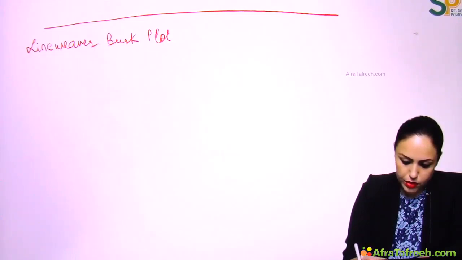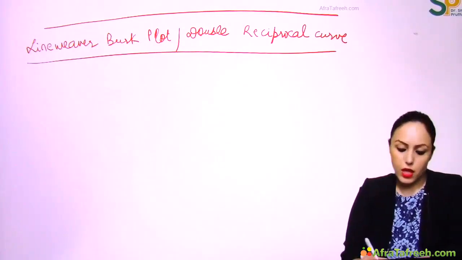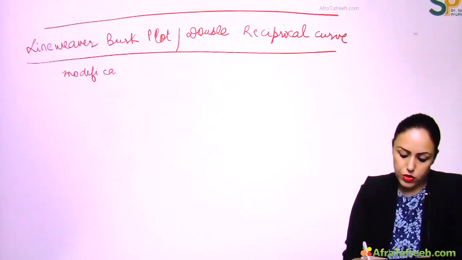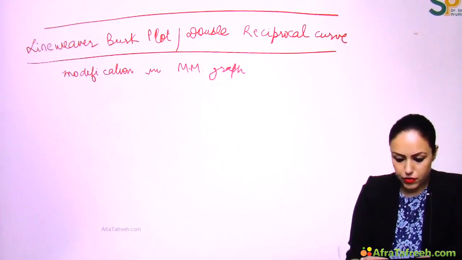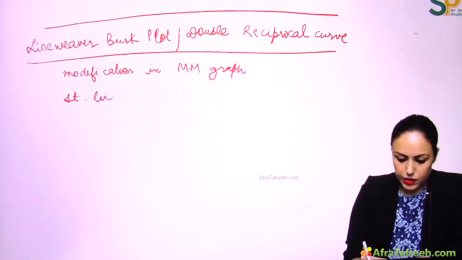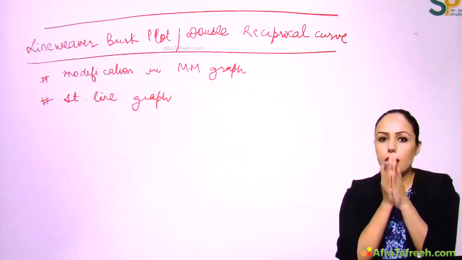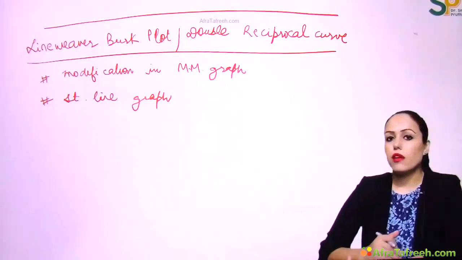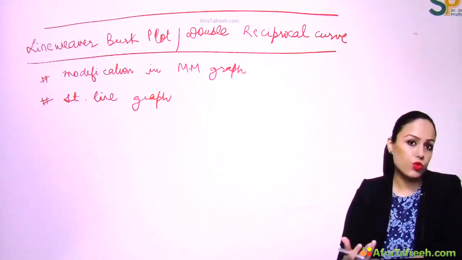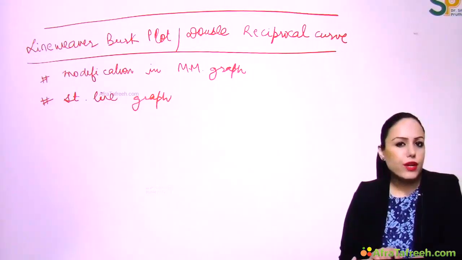Lineweaver-Burk plot, or double reciprocal curve. This is a modification in the Michaelis-Menten graph to make it a straight line graph. Understand one concept: if some graph is a straight line graph, it's very simple and easy to do the calculations. We can make it automated also, that we can just put the values in the computer and the computer can do the calculations from a straight line graph.